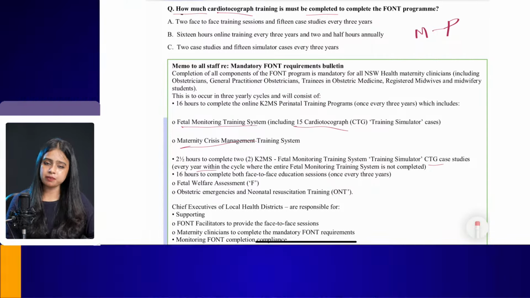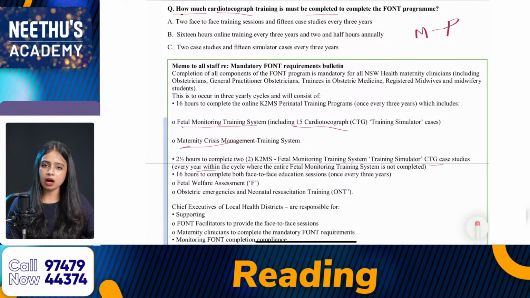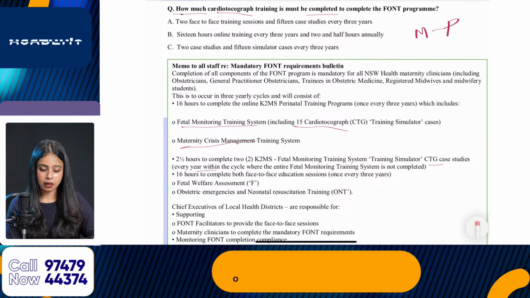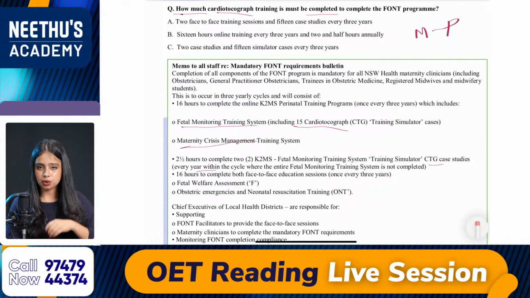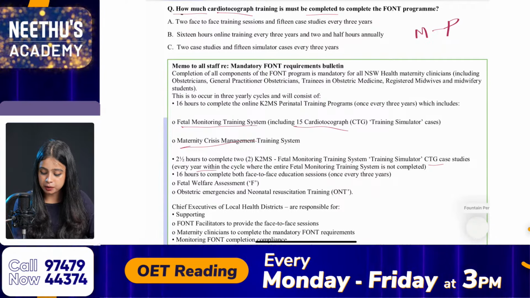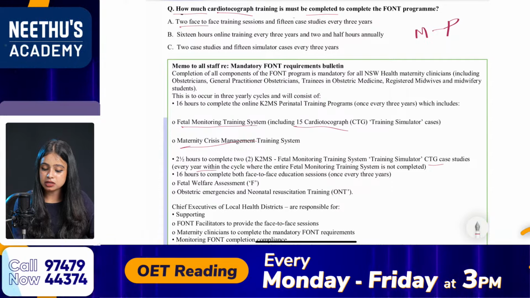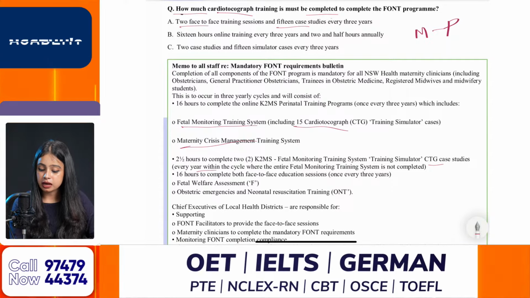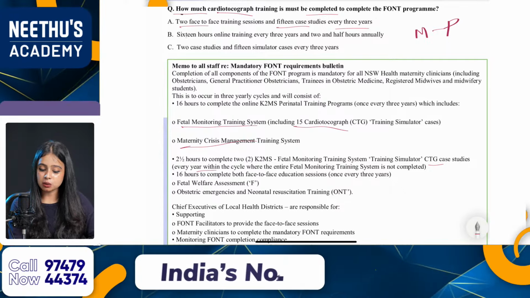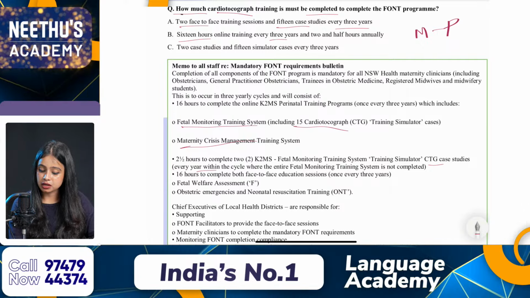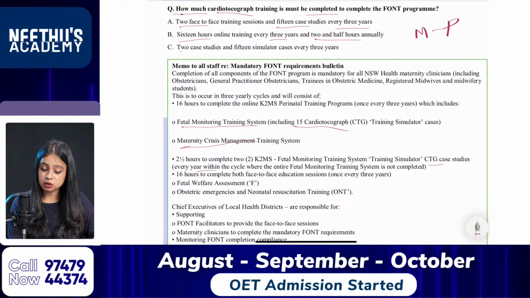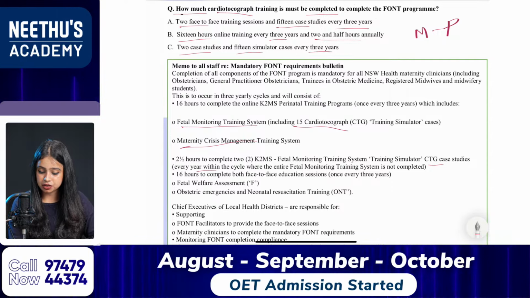Then coming back to this question, any idea what the correct answer is? How much cardiotocograph training must be completed to complete the PHONE program? Whether it is option A, B or C. Option A is 2 face-to-face training sessions and 15 case studies every 3 years. What about option B? 16 hours online training every 3 years and 2.5 hours annually. And option C? 2 case studies and 15 simulator cases every 3 years.